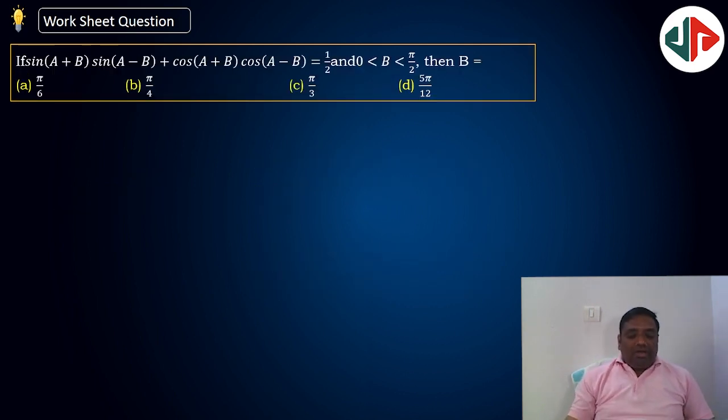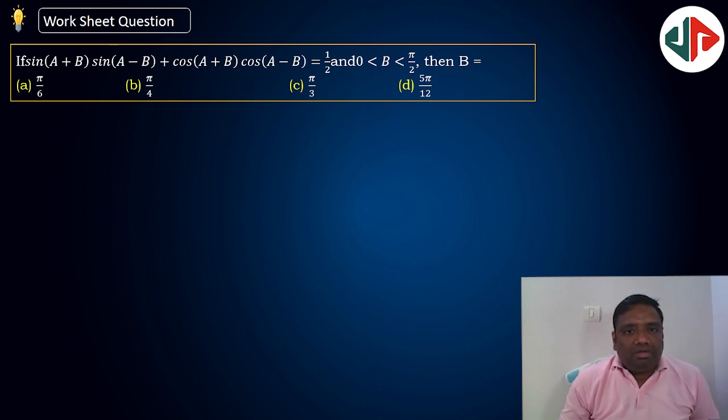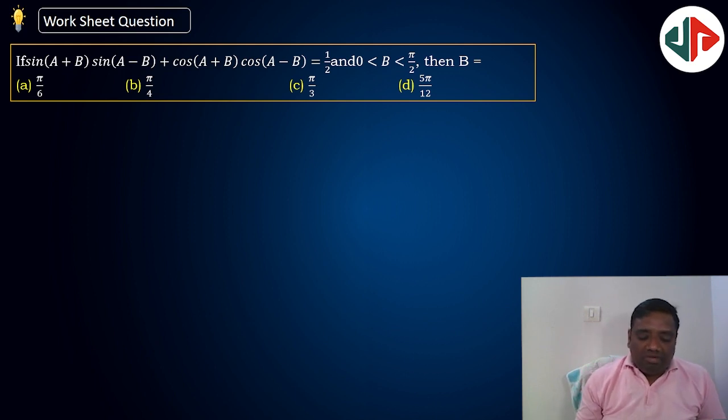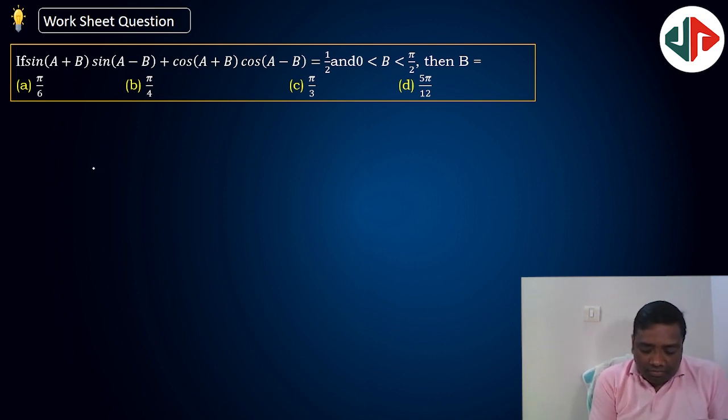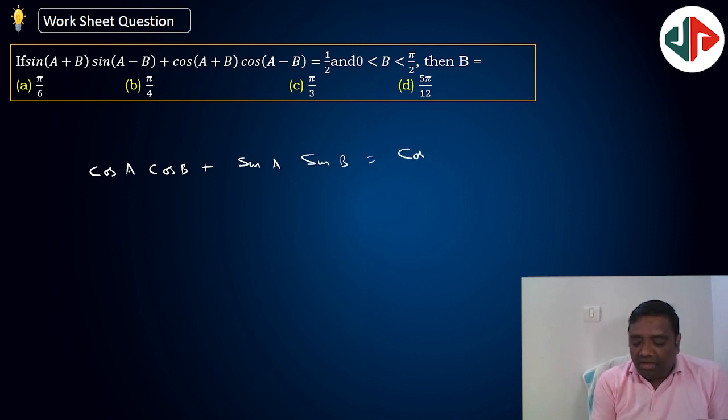Next one is sin of a plus b into sin of a minus b plus cos of a plus b into cos of a minus b is equal to 1 by 2. Here b must lie between 0 to 90. Then what is our b value? It is which form? Cos a cos b plus sin a sin b is always equal to what is the value? Cos of a minus b, or not.